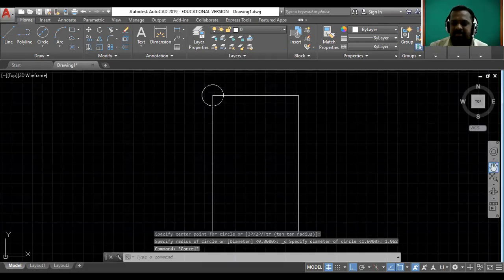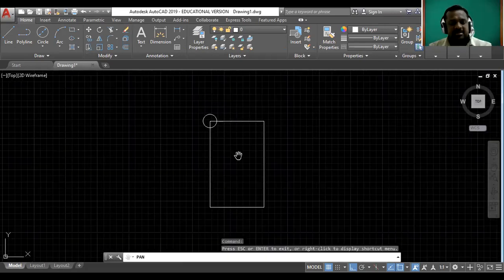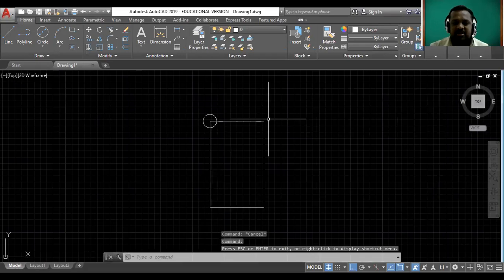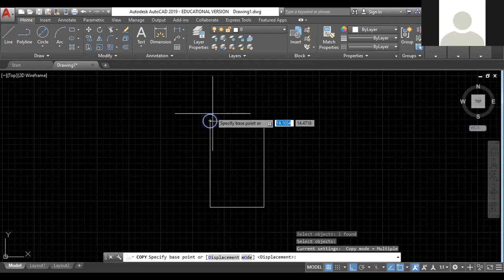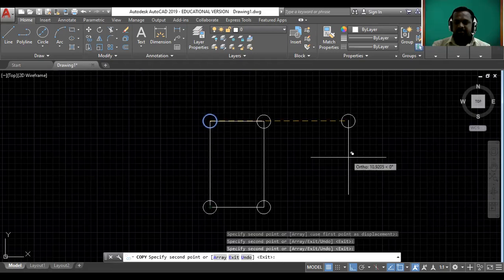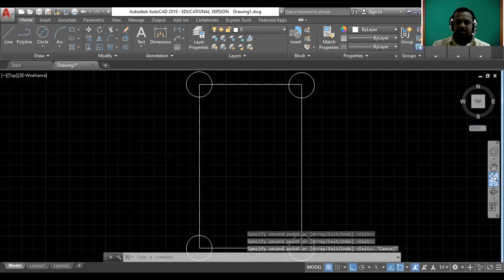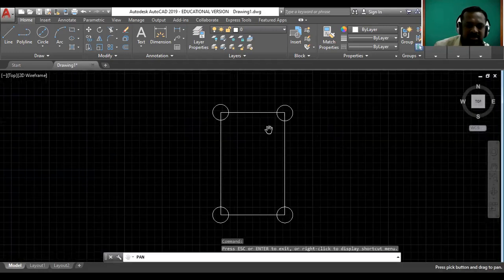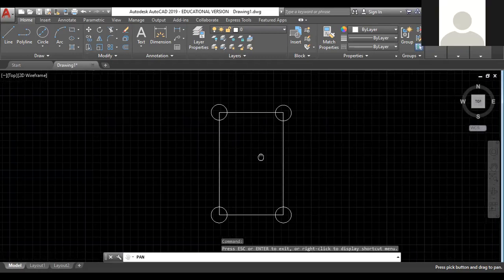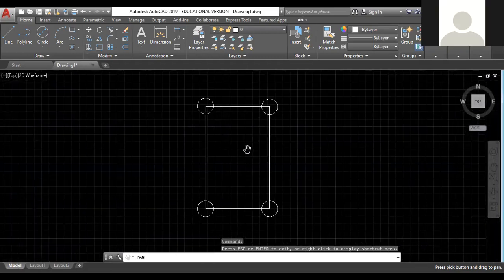Again, see here. The similar circle is required at this point and this point. So, can I copy it? Yes, we will copy this circle, enter, select this center point, then this center point, again this center point, and again this center point. Okay, that four circles are complete. Understood? How the circles I have drawn? Yes, sir.